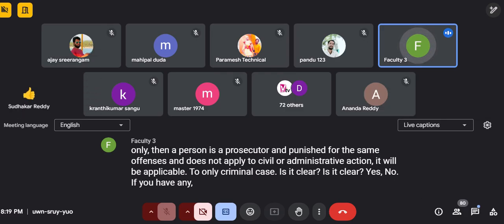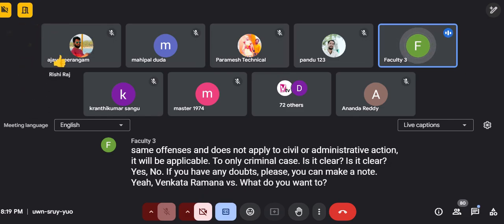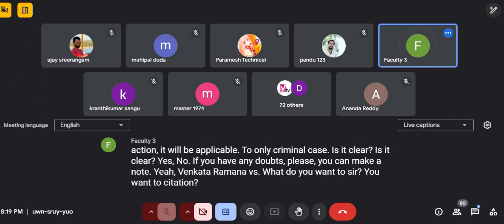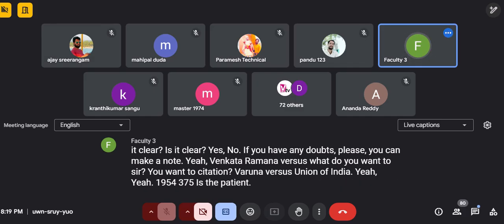If you have any doubts, please make a note. Venkataramana versus, what do you want, sir? You want a citation? Venkataramana versus Union of India, AIR 1954, 375 is the page number.